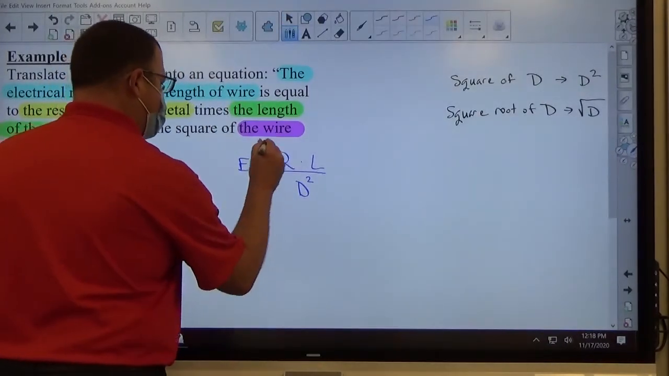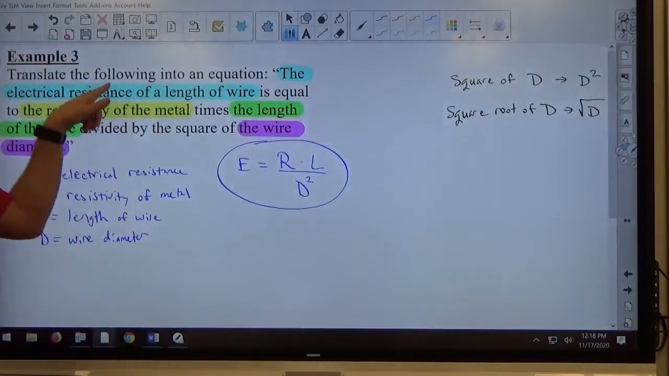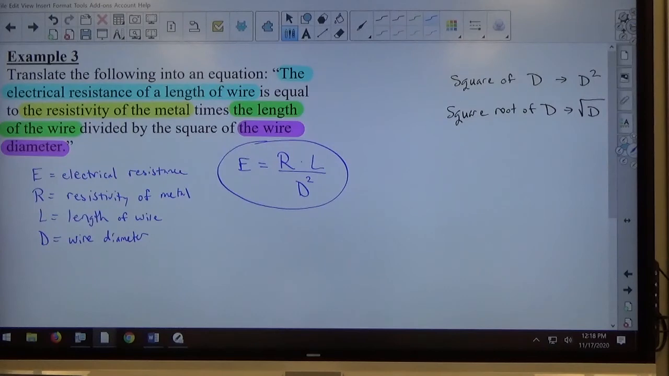So again, here's my equation that describes the words based on these unknowns that I've also established what all these things are. Again, it didn't tell me any type of unit here, so I'm not going to put any units here. If it specifically tells us units, you should include that in your list over here.